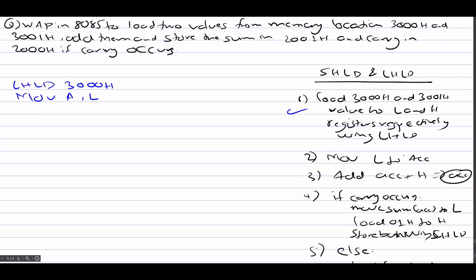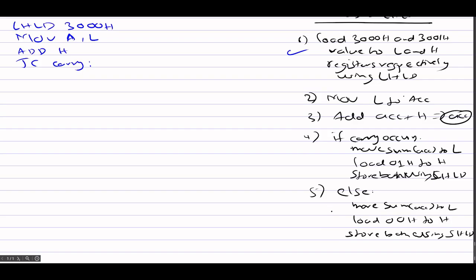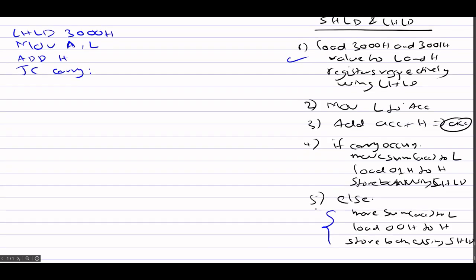I've chosen the value of L to be moved to accumulator. Then I'm going to add H. Now if carry occurs, we'll do something, but if carry does not occur, meaning the part below here, what we're going to do is we're going to move our sum to L. So move sum to L, and then we'll load 00H in register H, and then we are going to do SHLD.